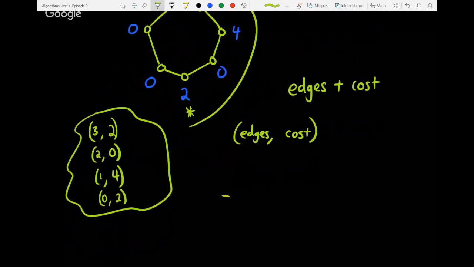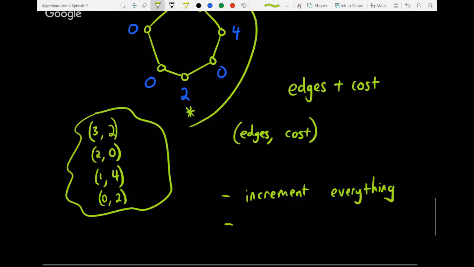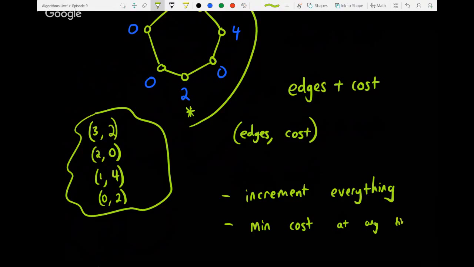So let's analyze the data structure. We need to increment everything in the data structure. That's what we need it to do, to store a range. We need to know the min cost at any time. So notice when two things get put in a bag, you immediately know what the cost is between them because they can only ever be incremented by the auxiliary variable. So that's important to note.